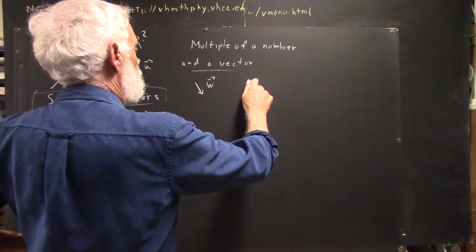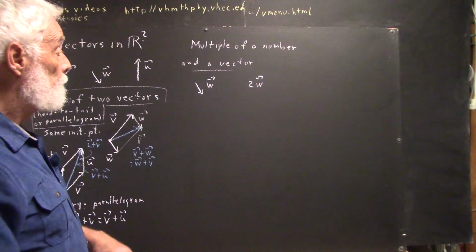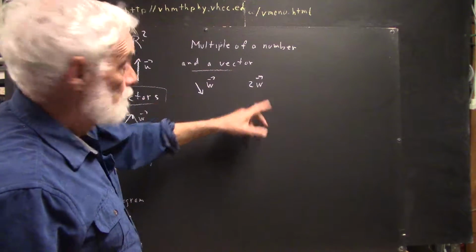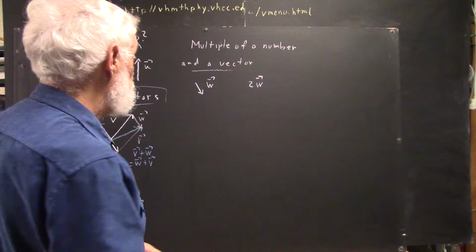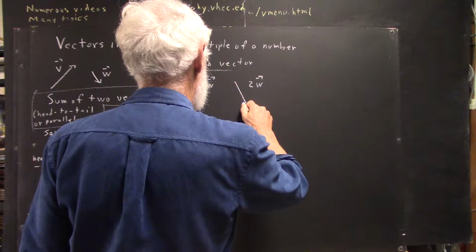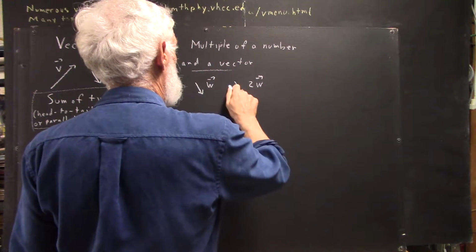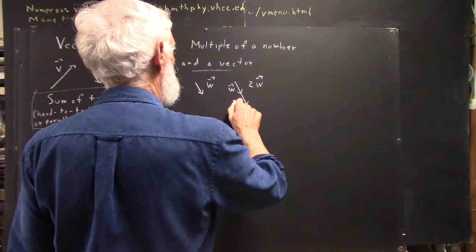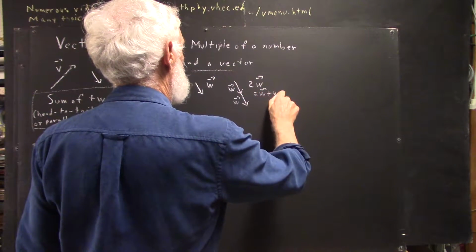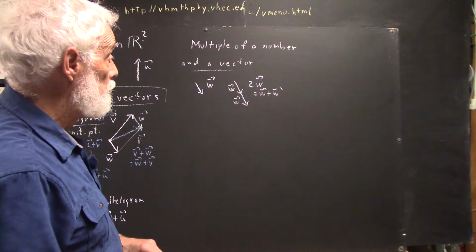Now let's draw the vector 2W. Okay? Now we're going to define that simply as a vector that's twice as long as W and running along the same line. So it's got to go in the same direction, but it's got to be twice as long. And of course we could see that as W plus W. 2W equals W plus W, where we've done W head to tail with itself.